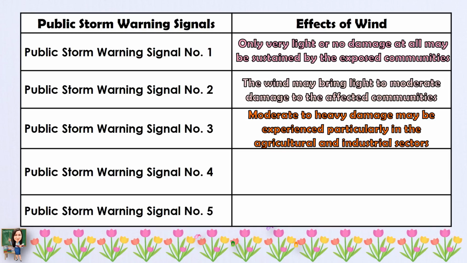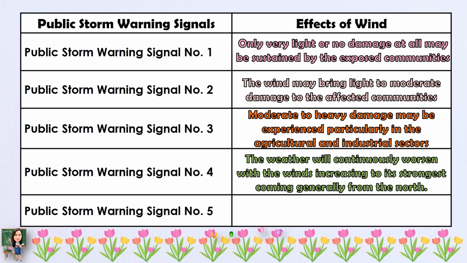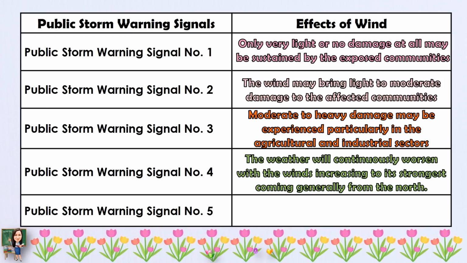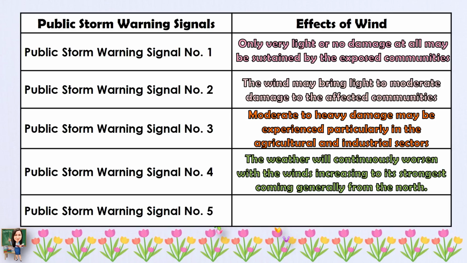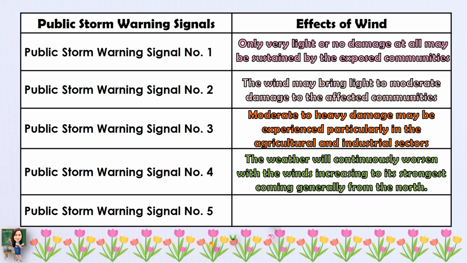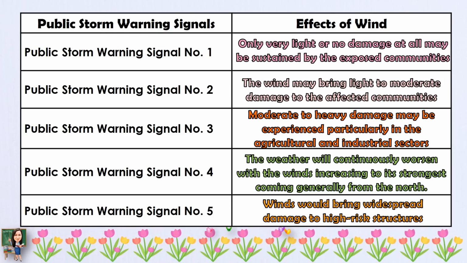In Public Storm Warning Signal number 4, the effect of wind is that the weather will continuously worsen with the winds increasing to their strongest, coming generally from the north. And in Public Storm Warning Signal number 5, the effect of wind is that winds would bring widespread damage to high-risk structures.